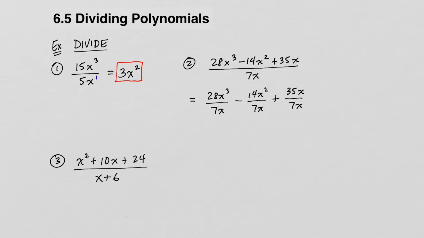And so now if we simply divide, 28 divided by 7 is 4, x to the third divided by x to the 1 is x squared. 14 divided by 7 is 2, x squared divided by x is x. And 35 divided by 7 is 5, and the x's here cancel out. And so our final answer here is 4x squared minus 2x plus 5.